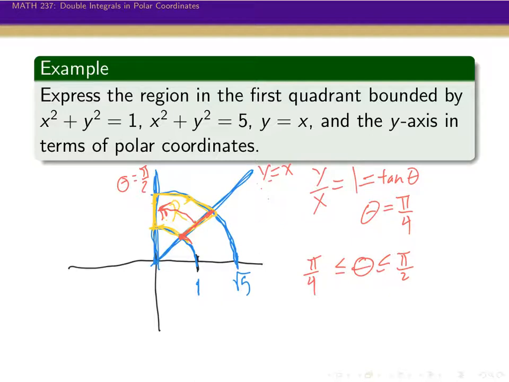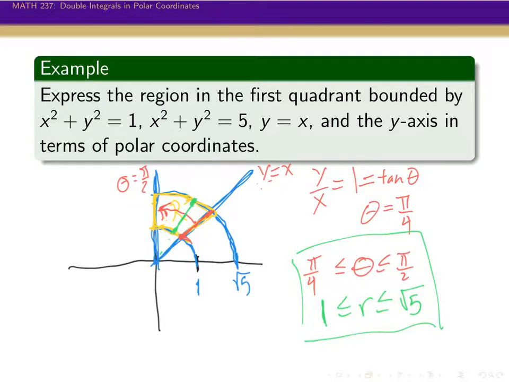And then what about our bounds for r? Well, for each of those thetas, we start off at the inner circle, and we go out until we hit the outer circle. And so our lower bound for r is the inner circle, which is radius 1, until we get out to the outer circle, which is radius square root of 5. And so again, you can see these are quite nice bounds in terms of r and theta. And so these would probably be quite nice to integrate with.